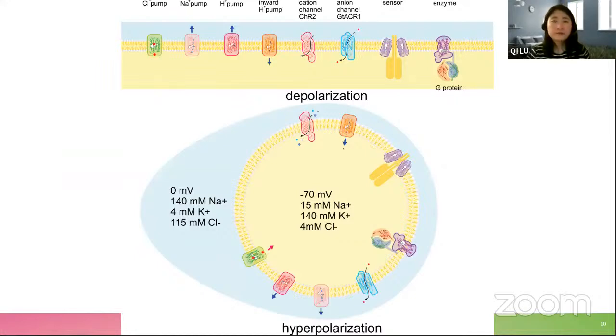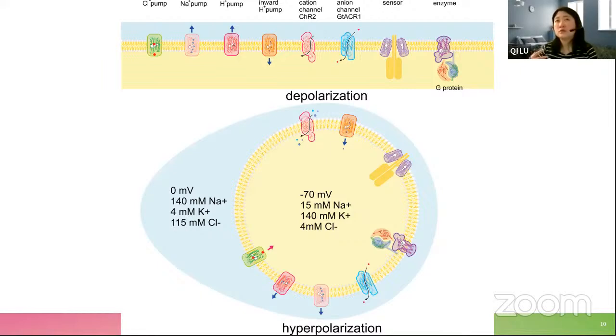The first channelrhodopsin was discovered in 2002 or 2003, and after these 20 years, several different kinds of optogenetic tools have been discovered from the microbiome. Like a chloride pump, a sodium pump, a proton pump pumping protons from intracellular to extracellular, or an inward proton pump that pumps protons into the cell, and also cation channels and an anion channel, GtACR, that can open and let chloride pass through the channel.